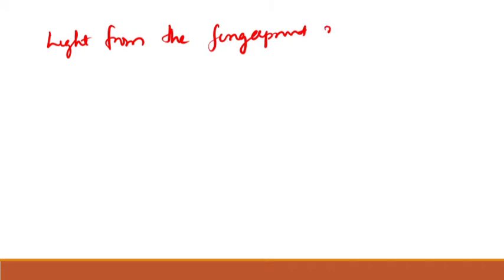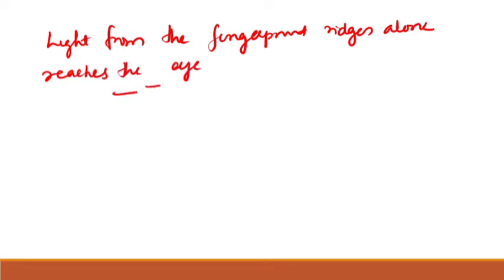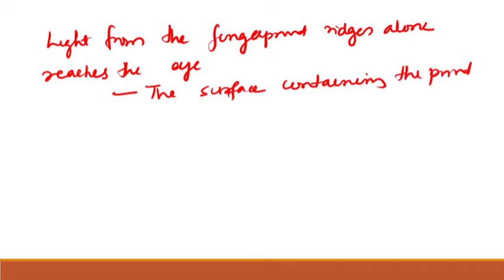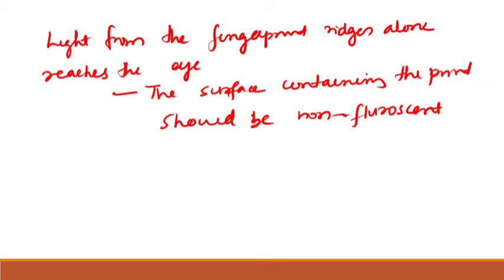So in order that light from the fingerprint ridges alone reaches the eye, the surface containing the print should be non-fluorescent. So the surface should be non-fluorescent, then only we will get the image of the fluorescent fingerprint.